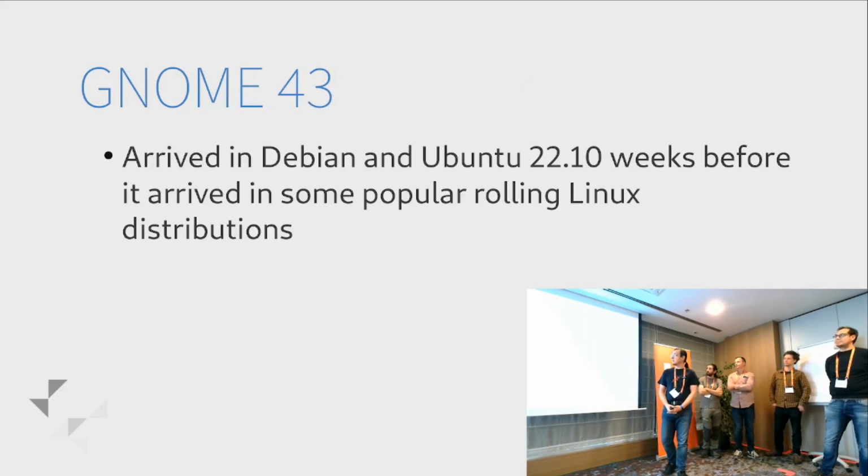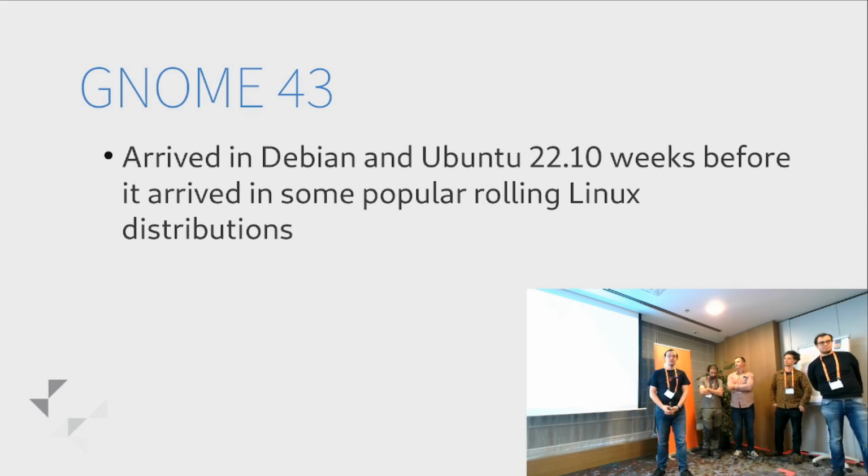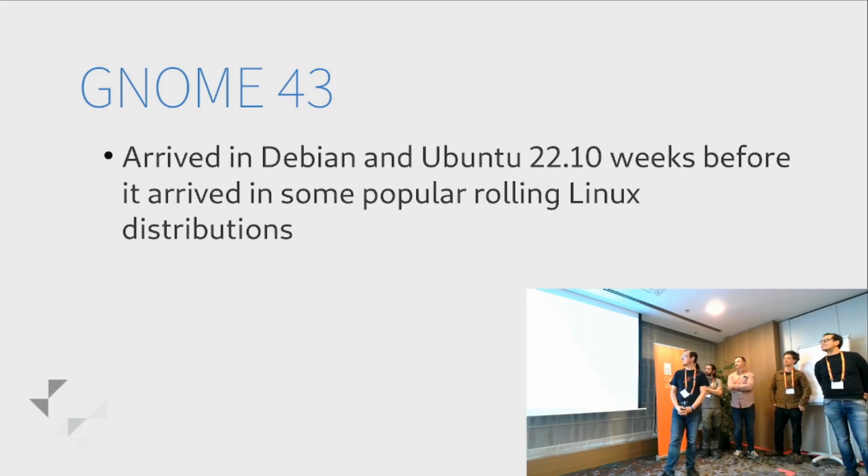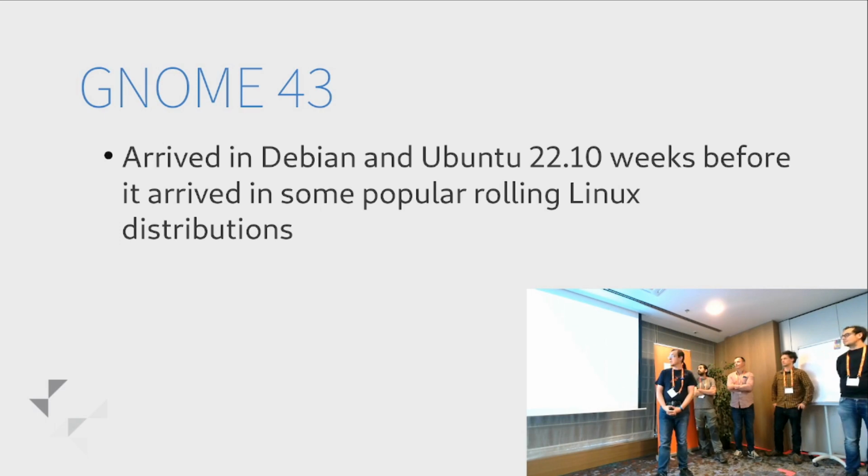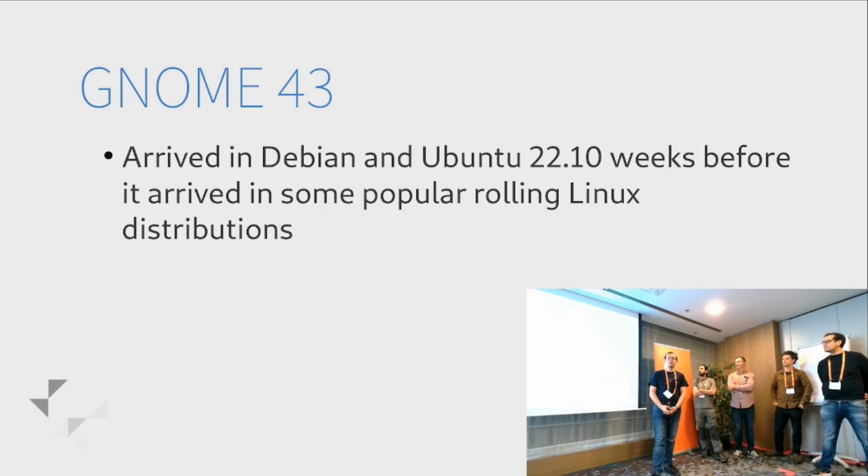GNOME 43 has arrived in Debian testing and Ubuntu 22.10 weeks before it landed in Arch Linux, which surprises a lot of people that maybe misunderstand how the distributions work. Next year in the spring, GNOME 44 will land in Ubuntu 23.04. Debian 12 is preparing for release, and so they won't see GNOME 44 for a few months later, because Debian 12 will be featuring GNOME 43, which includes all of the features that have already been discussed.